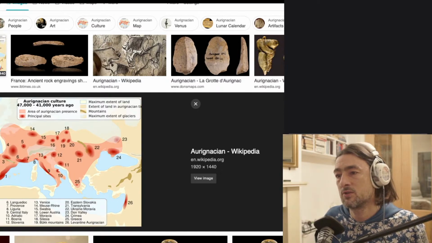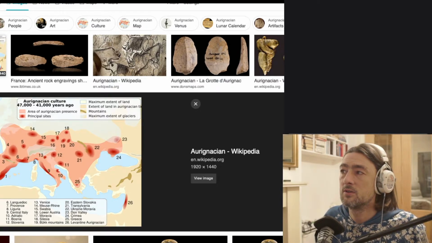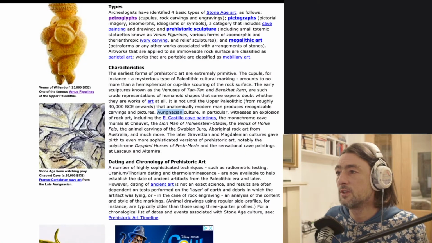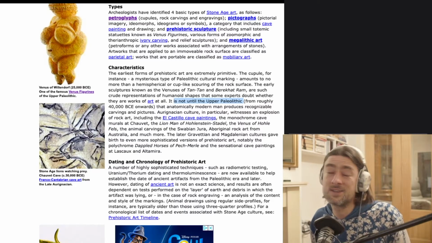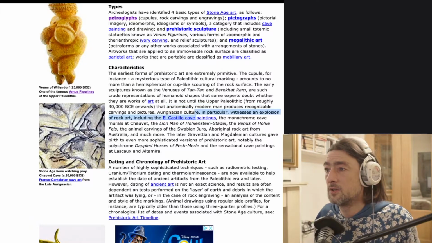So it's this second culture, this spread into Europe, that I guess the majority of our prehistoric Upper Paleolithic, later Paleolithic artworks come from. There was an explosion of rock art, including the El Castillo cave paintings.